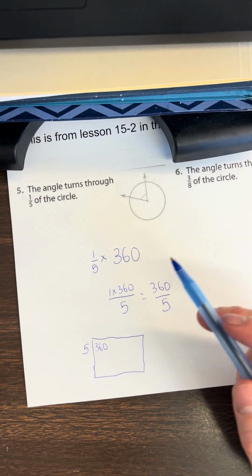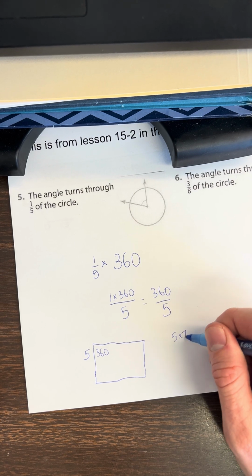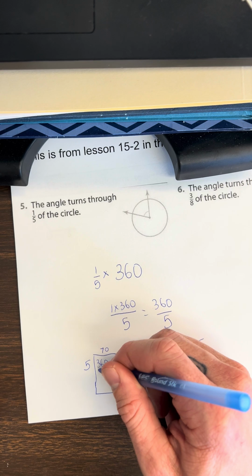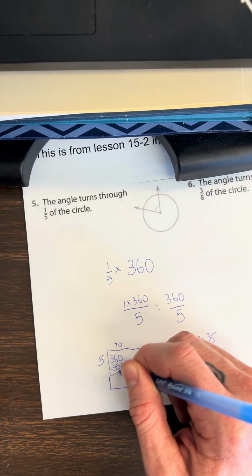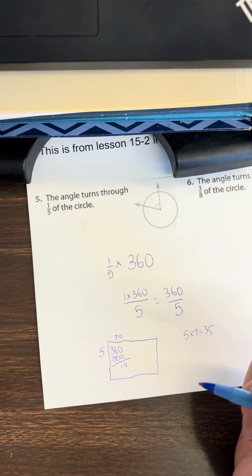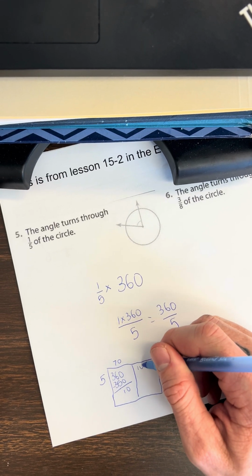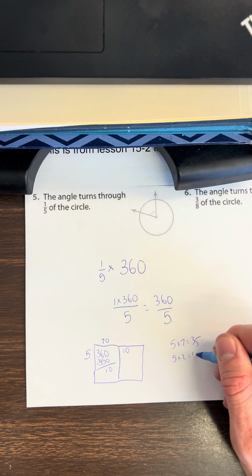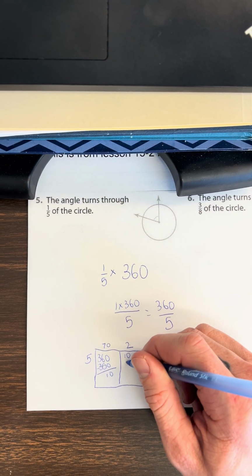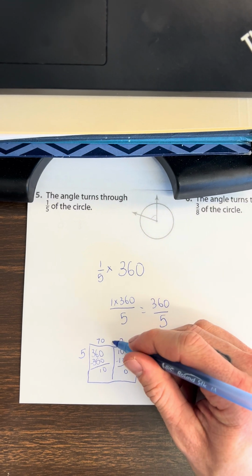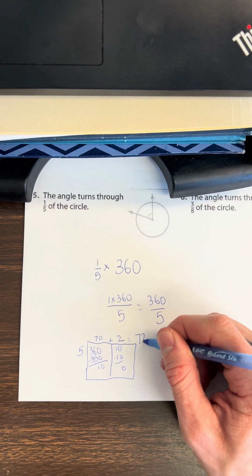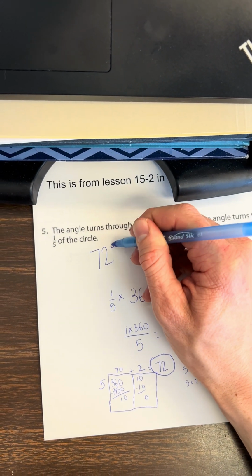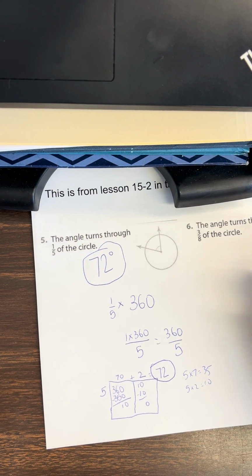Well, I know 5 times 7 is 35. So if I do 5 times 70, I get 350. And I have 10 left over. I bring that over here. 10 divided by 5. Well, I know 5 times 2 is 10, so it's 2. I subtract, I've got no remainder. My partial quotients are 70 and 2, so my answer is 72. 72 degrees is 1/5 of a circle.